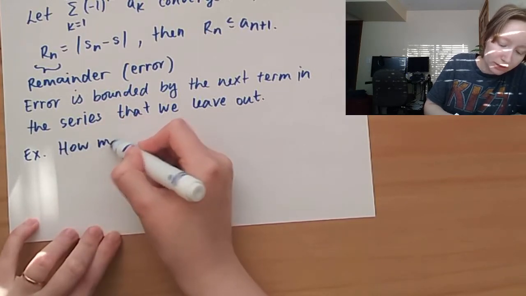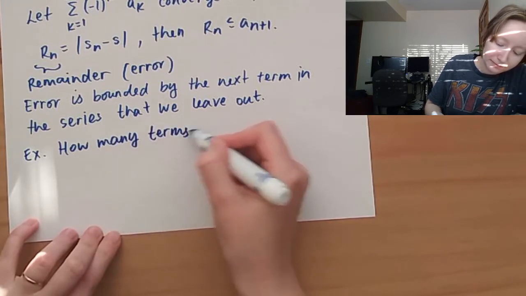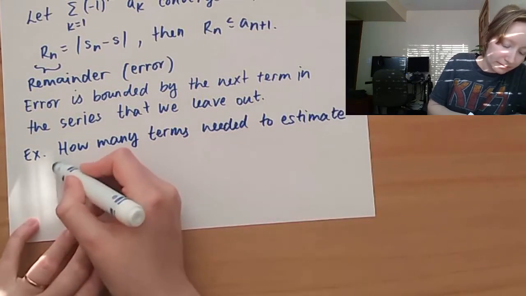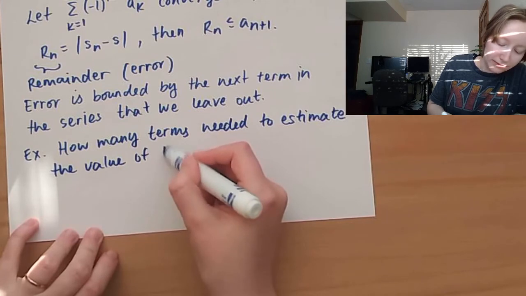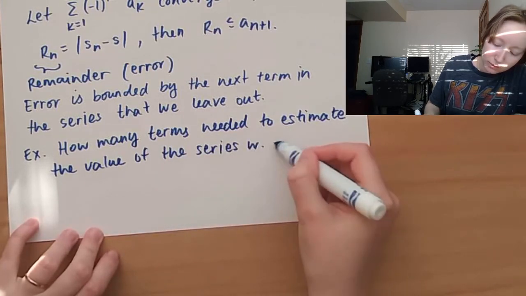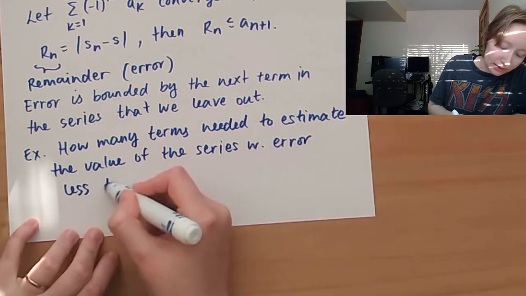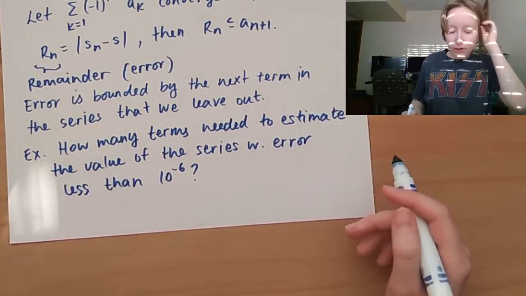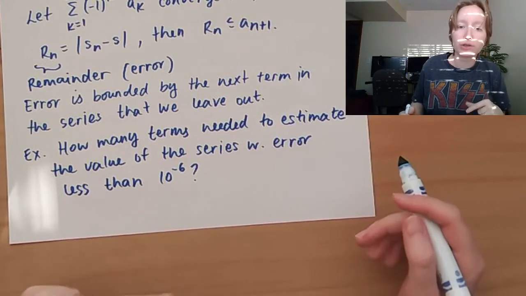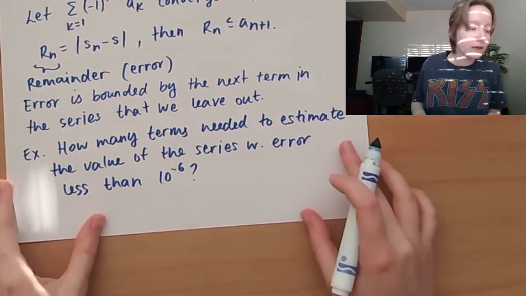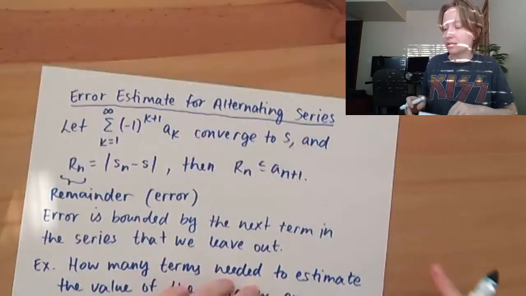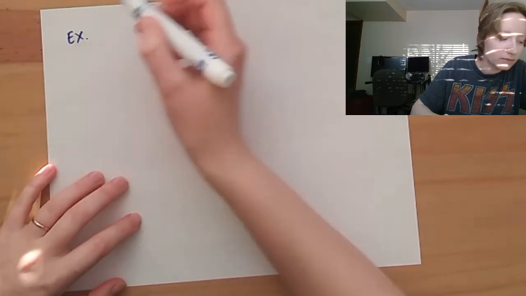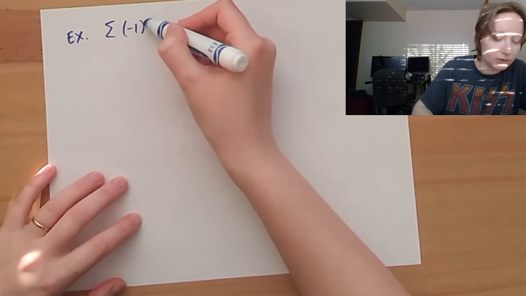I will have two series and I want to know how many terms are needed to estimate the value of the series with error that is less than 10 to the negative 6. So this is 1 over 10 to the 6, or 1 millionth. Right? And I don't actually need to know the value of the series. I need to know how many terms in the partial sum I need to have in order to have this small of an error. So we will apply it to two series. My first series is going to be 1 over k, with negative 1 to the k.